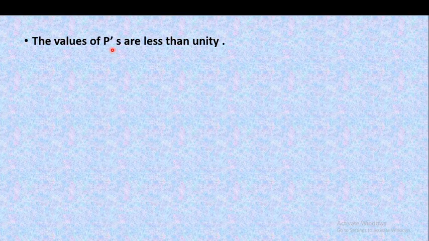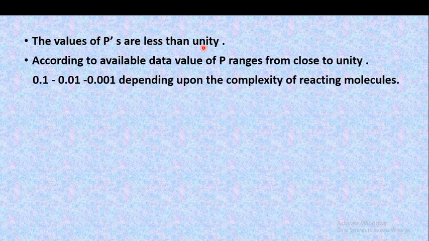The value of P is always less than unity. Means the value of the probability factor is always less than unity. According to the available data, the value of P ranges from close to unity down to 0.1, 0.01, 0.001, depending upon the complexity of the reacting molecules. If the reacting molecules are complex, then this value varies from 0.1 to 0.01 to 0.001.